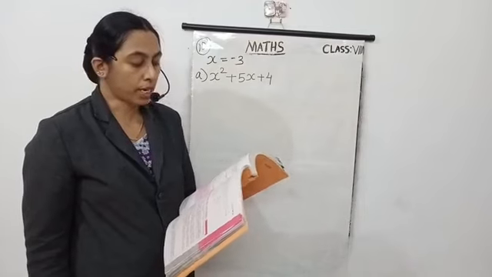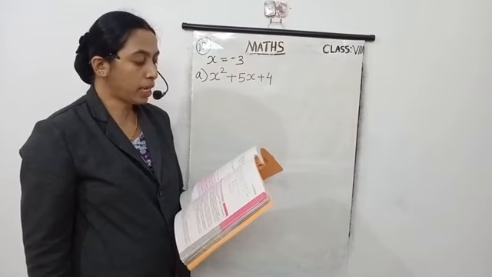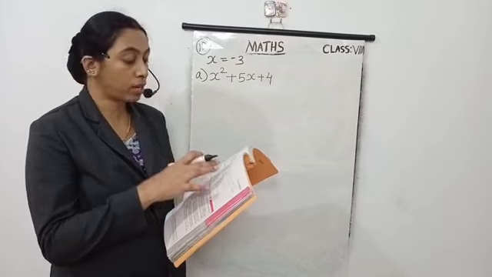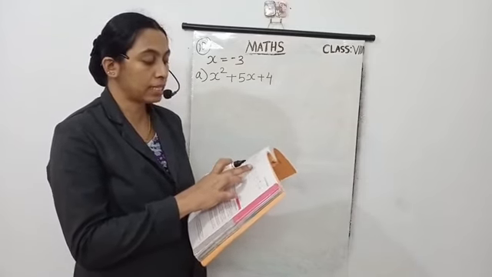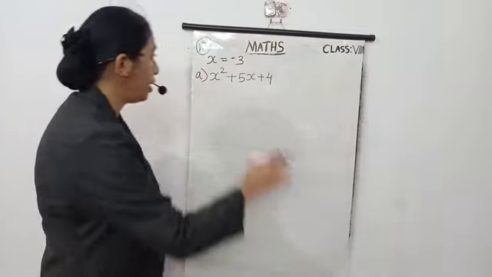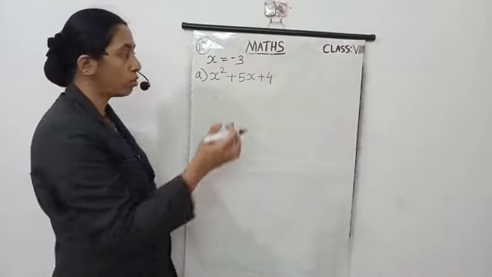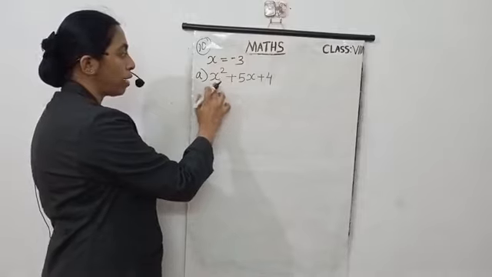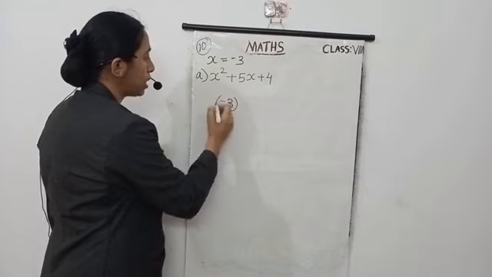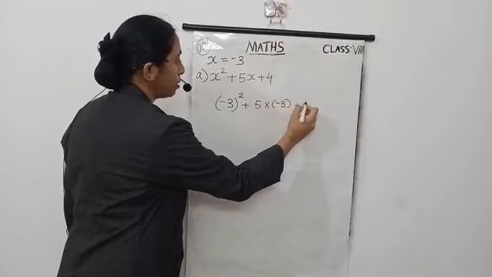Now question number 10. Substituting x equal to minus 3 in question A, x square plus 5x plus 4. Here they solve it and the final answer is also given as 15. So we are going to substitute the value in this expression and check whether the given answer is correct or not. So substitute x equal to minus 3 in this expression.